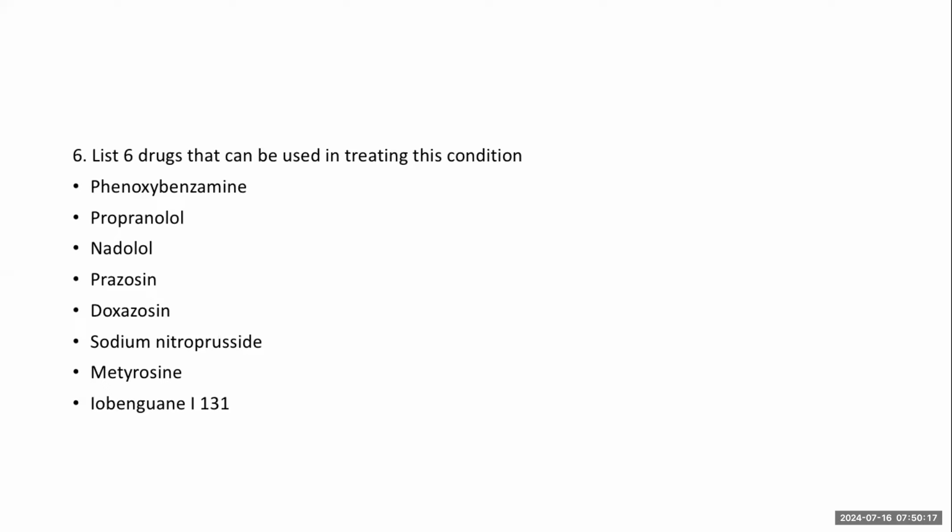So the last question is, list 6 drugs that can be used in treating this condition. So we have phenoxybenzamine, propranolol, nadolol, prazosin, doxazosin, sodium nitroprusside, metyrosine, and iobenguanine I-131. So this is actually a radiopharmaceutical agent that is used for malignant pheochromocytoma.